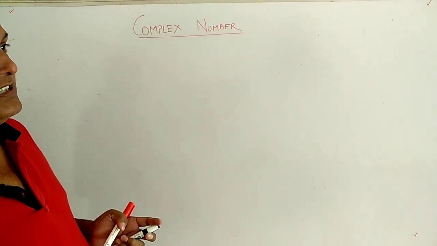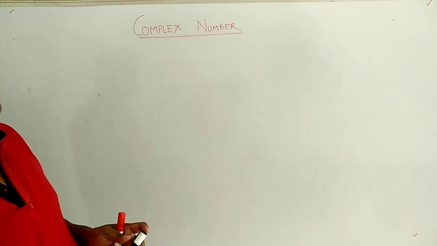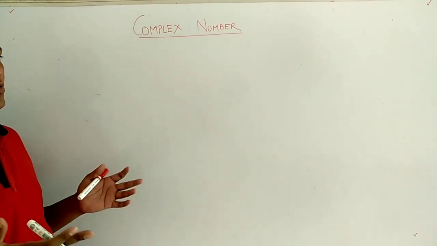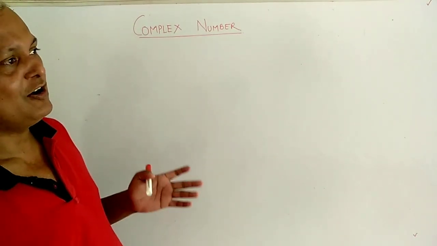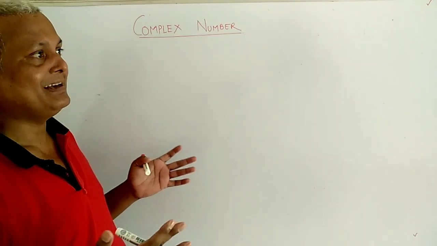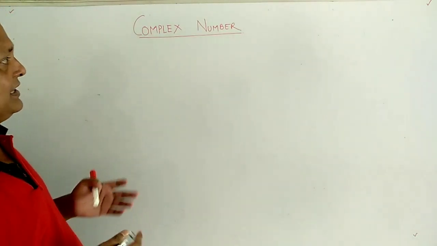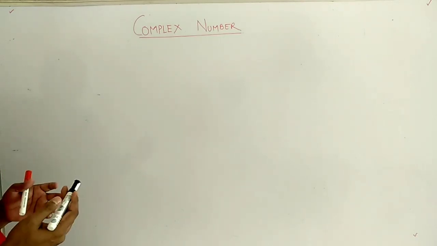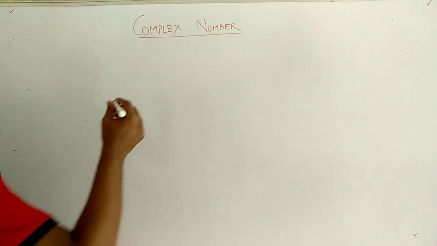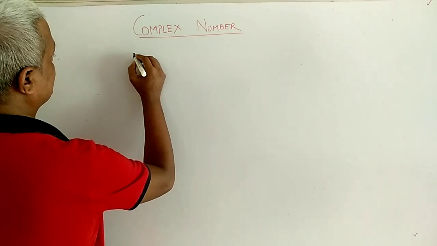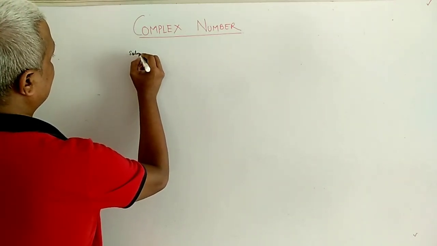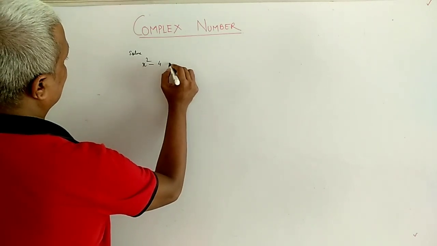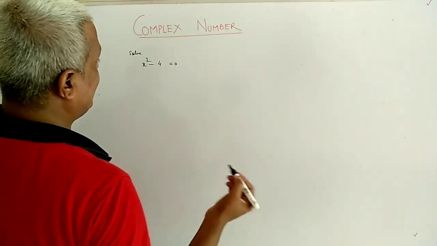Now you have studied the real numbers. Now we are going to discuss complex numbers. Complex numbers are a special kind of numbers, and let us see how the idea of complex numbers came to the minds of the mathematicians of that time. They came across a situation when solving an equation, like solve x square minus 4 equals 0.